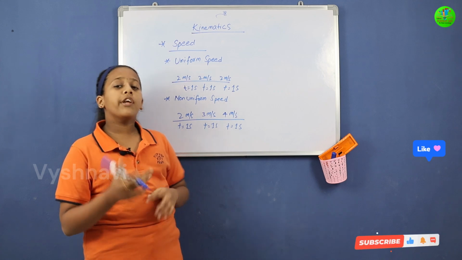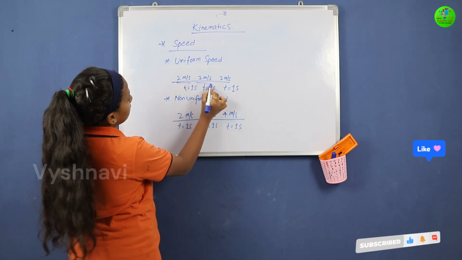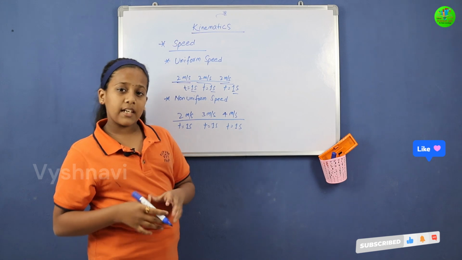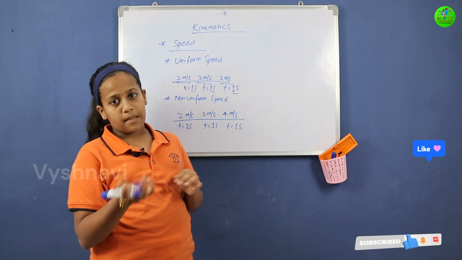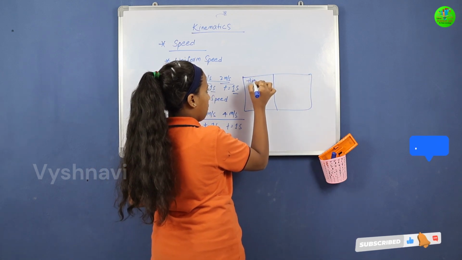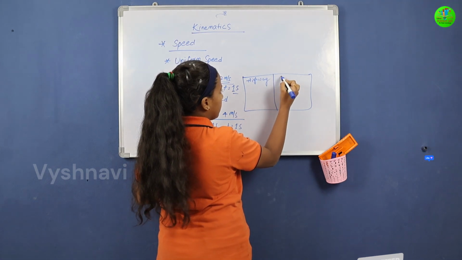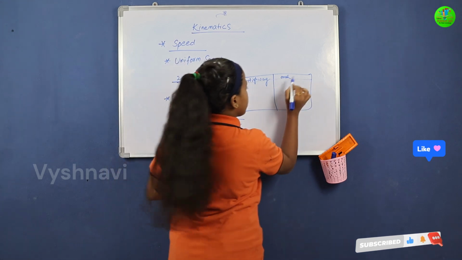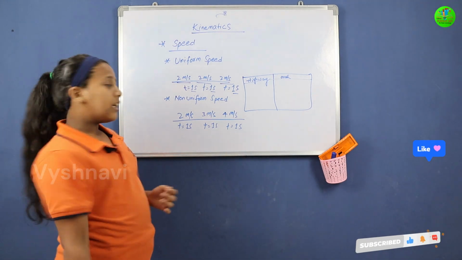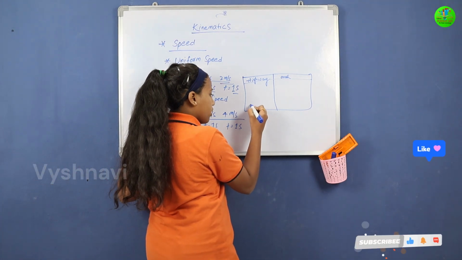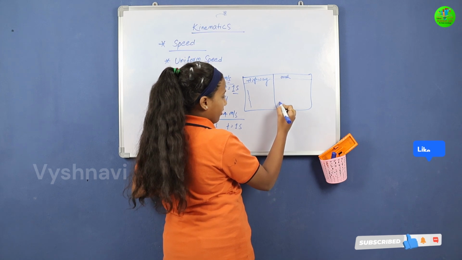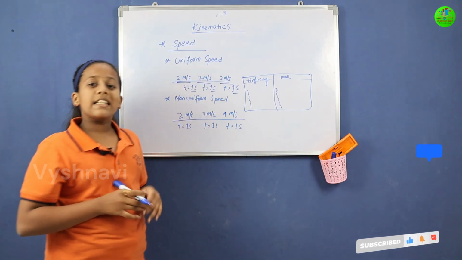What is uniform speed? Uniform speed means, see here, 2 meter per second, 2 meter per second, 2 meter per second, each in 1 second. The distance and the time are the same. For example, this is a highway and this is a normal road. Here the road is full of traffic, while the highway is empty, no vehicles. On the highway he is going slowly, 2 meter per second, and on the traffic road also he is going slowly, 2 meter per second. This is called uniform speed.